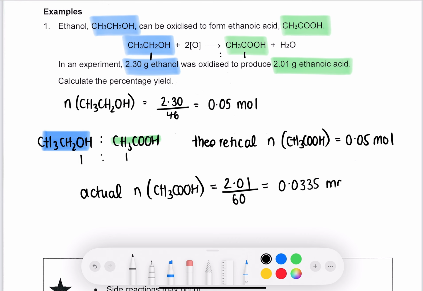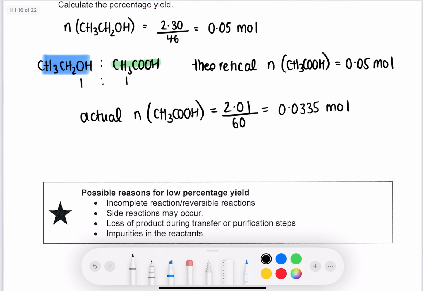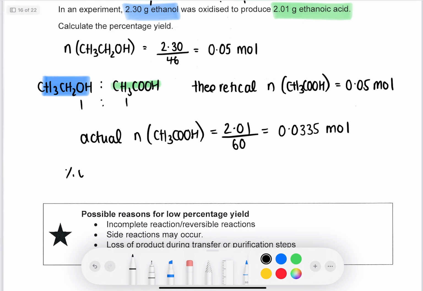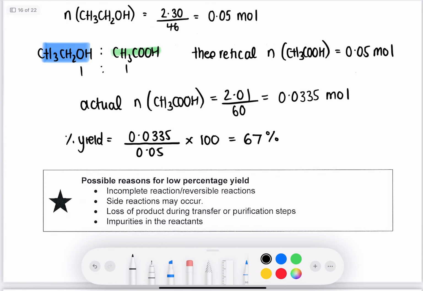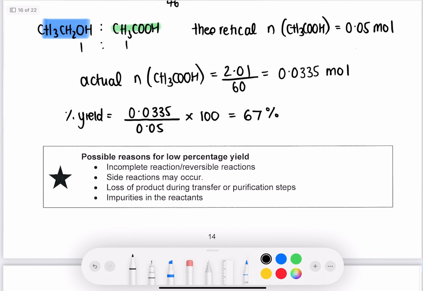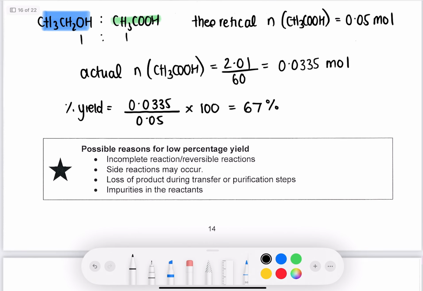So this is how much we actually got. So for our percentage yield, we actually scored 0.0335 in our conversion. The maximum we could have got was 0.05. And if we express that as a percentage, we're going to see that it's 67%. Why might it not be 100% though? So why did we not get it all right? Why did we not convert it all?